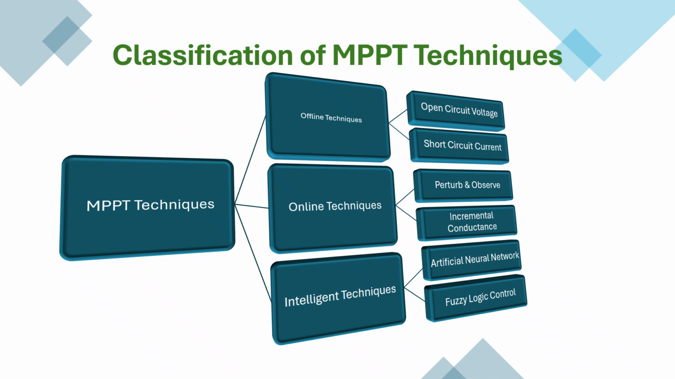Furthermore, the offline techniques are classified into open circuit voltage and short circuit current. Likewise, online techniques are further classified into perturb and observe, P and O as we generally call it, and the incremental conductance type. Intelligent techniques are further classified into artificial neural network and fuzzy logic control. Now let us see one by one.